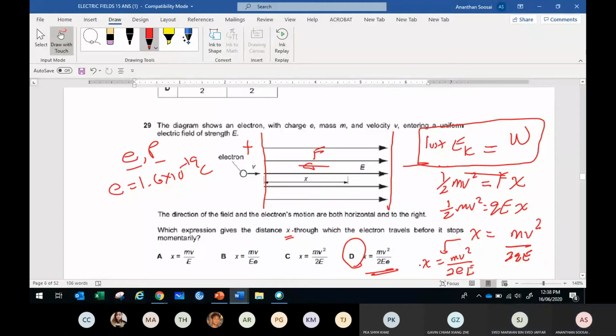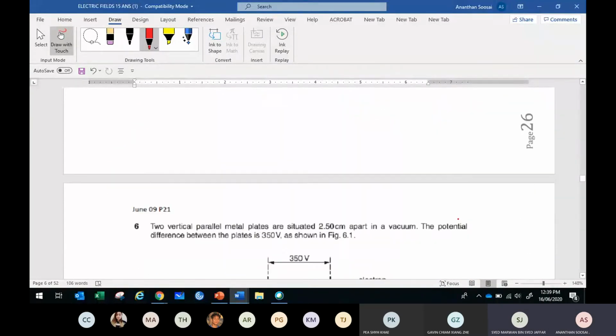Okay, any question? So here the loss in kinetic energy is the work done by the field. The field tried to stop the electron from moving forward. So the work done by the field is equal to the loss in kinetic energy, or you can say the gain in potential energy also. If the question asks what is the gain in potential energy, it is going to be the same amount as the work done by the field, Fx. Okay, so more questions?